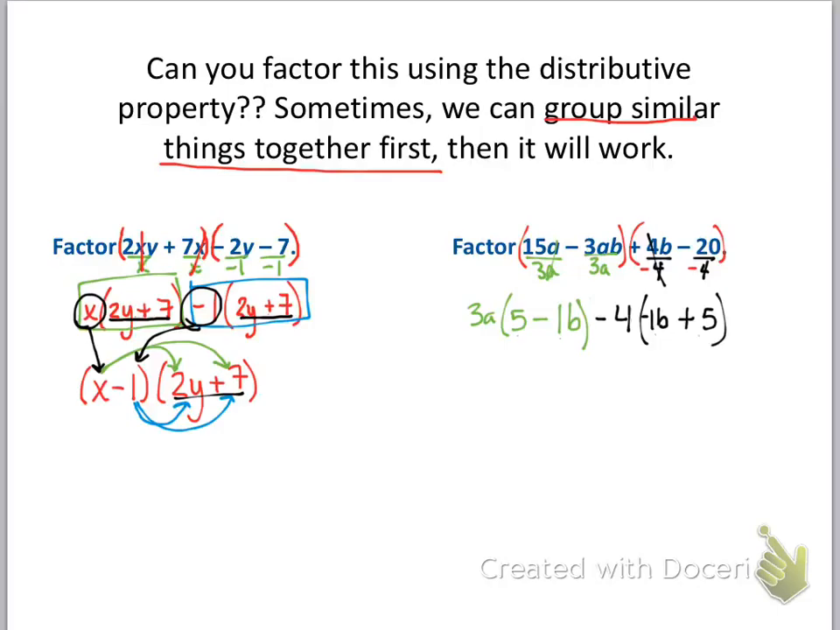Okay, so again, I'm going to smash together the two numbers that are on the outside into one set of parentheses and rewrite the other thing. And I'm going to write it in standard form as negative b plus 5.